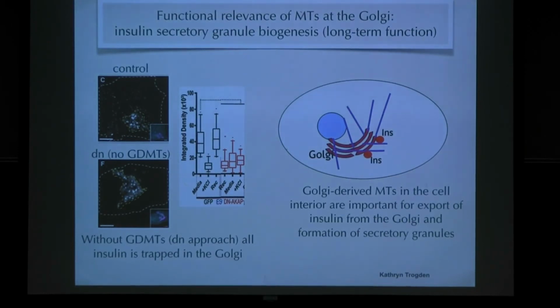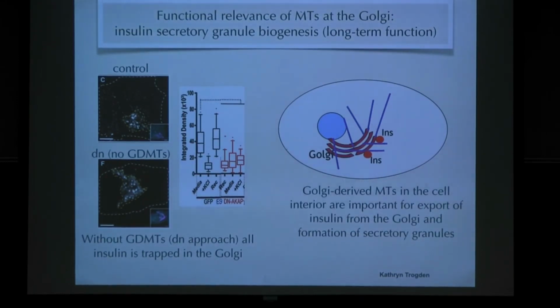What is changed is the amount of insulin to be secreted in the cell. So the overall secretion goes down because there is no insulin to be secreted. But this is a long-term function. We don't have a tool that allows us to acutely block Golgi-derived microtubule formation. This type of dominant negative construct has to be expressed for at least 24 hours. And this is sufficient for the cells to be significantly depleted of insulin. So in the long term, microtubules are required for insulin secretion because they are required for formation of vesicles.